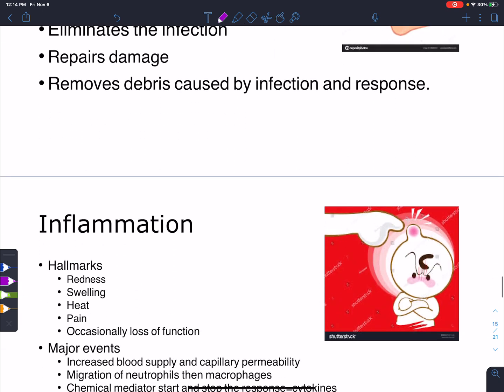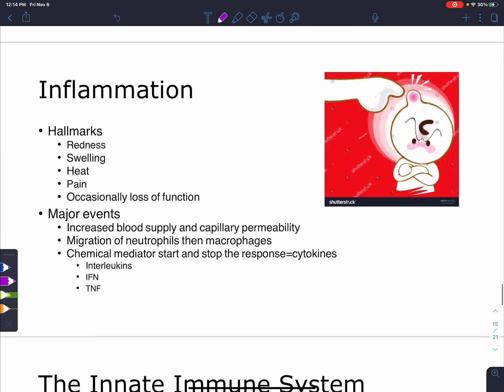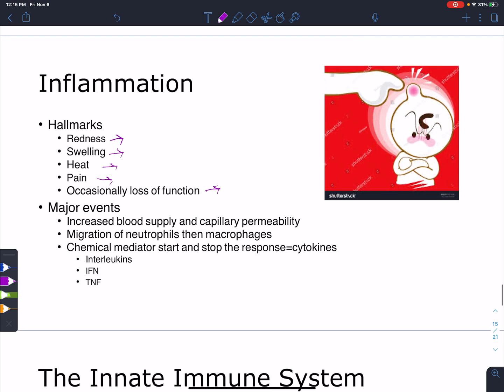Okay? So inflammation. What happens with inflammation? Usually you have redness. Okay? Redness, swelling. Usually feels warm, doesn't it? It's usually painful. That big toe didn't look like it felt very good. Occasionally you might have some loss of function, depending on where the site is, what part of your body is involved. Okay? So the major events, you have an increased blood supply and capillary permeability.